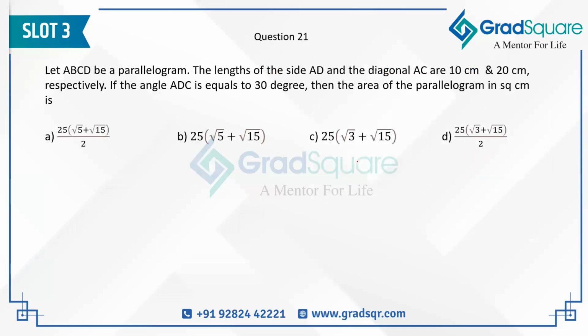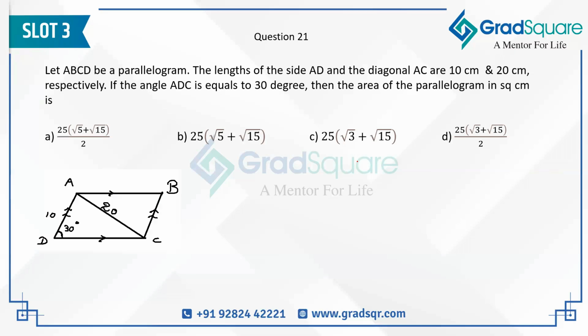So the question says that ABCD is a parallelogram. The lengths of the side AD and the diagonal AC are 10 centimeter and 20 centimeter respectively. If the angle ADC is equal to 30 degrees, then the area of the parallelogram in square centimeter is how much? So firstly, we have to draw the figure.